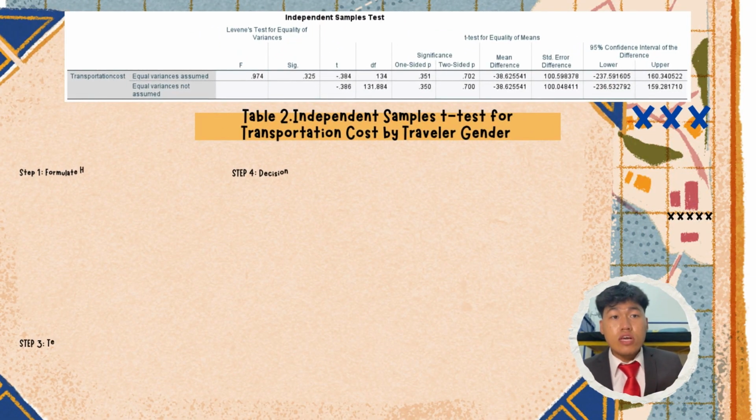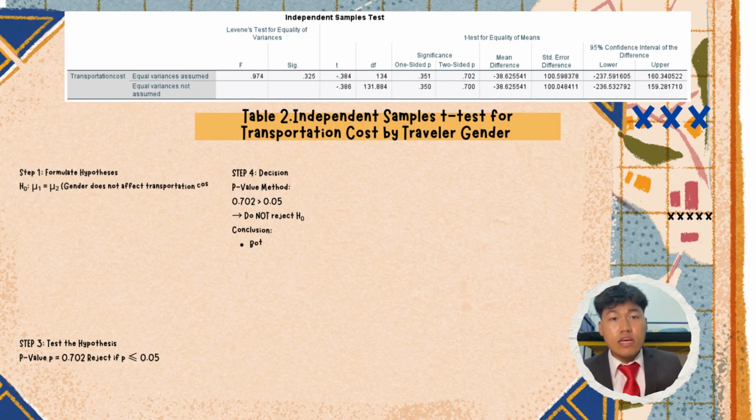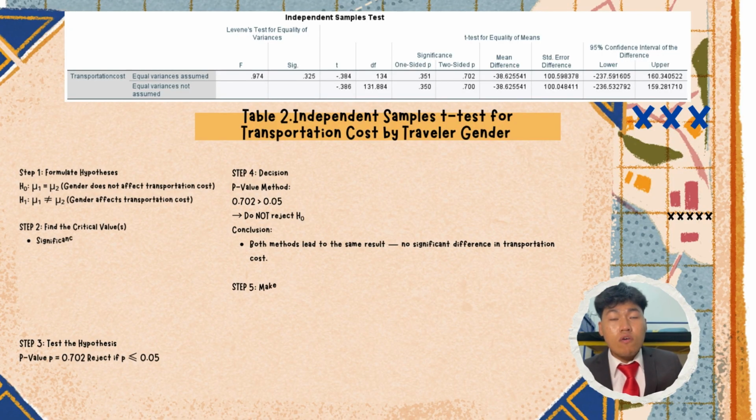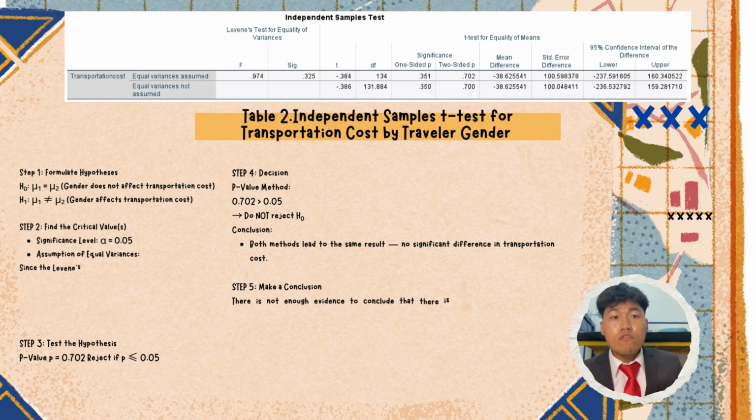Before we look at the t-test, we need to check the equality of variances using Levene's test. The significance value here is 0.325, which is greater than our alpha of 0.05. Therefore, we assume equal variances. This means we read the top row of the t-test result.